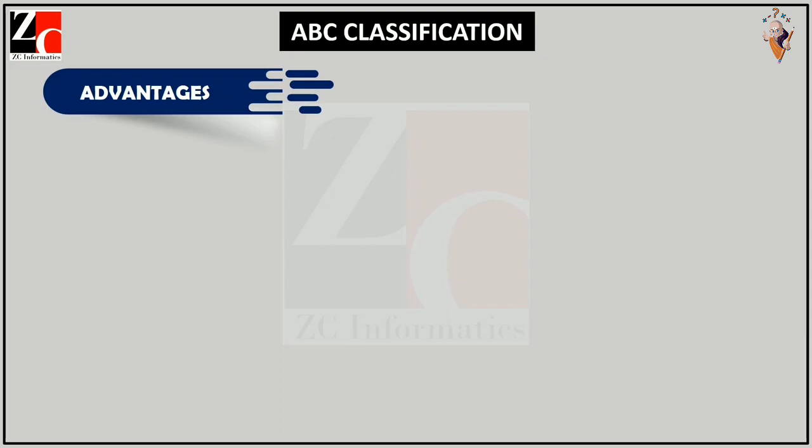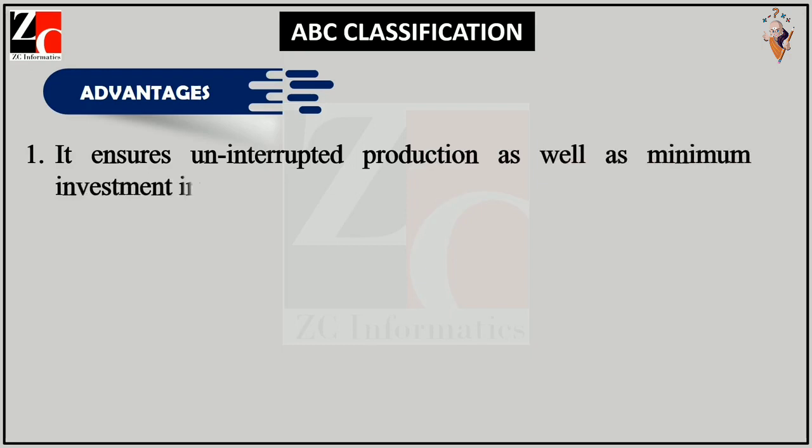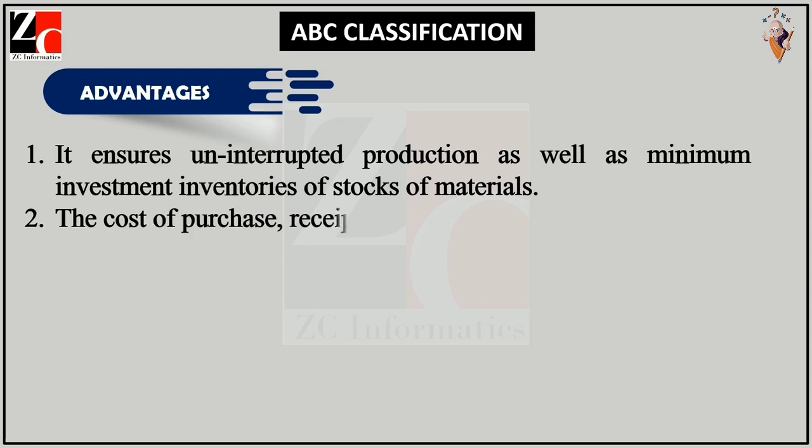Advantages of ABC classification. Point number 1. It ensures uninterrupted production as well as minimum investment in inventories of stock of materials. Point number 2. The cost of purchase, receipts and storage is minimized.